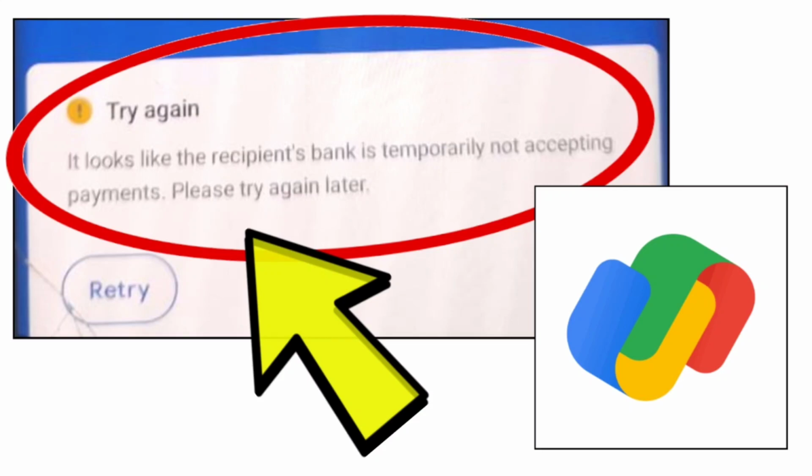How to fix Google Pay app. Try again. It looks like the recipient's bank is temporarily not accepting payments. Please try again later. Problem step-by-step detailed solution. Here is a step-by-step detailed solution on how to fix the Google Pay app. Try again. Error when the recipient's bank is temporarily not accepting payments.